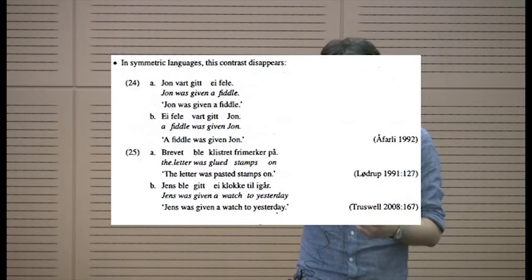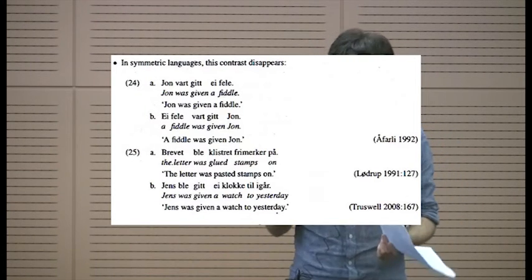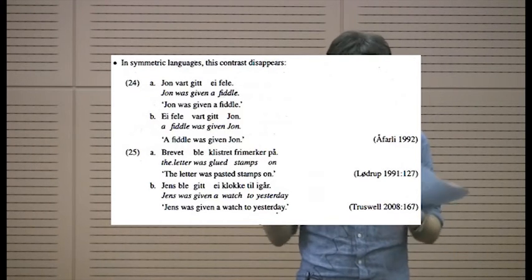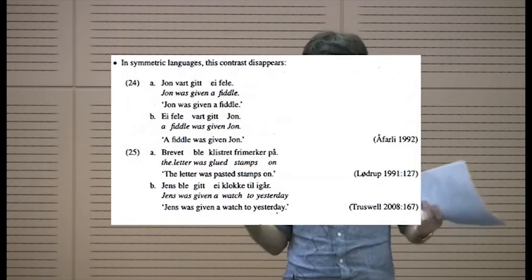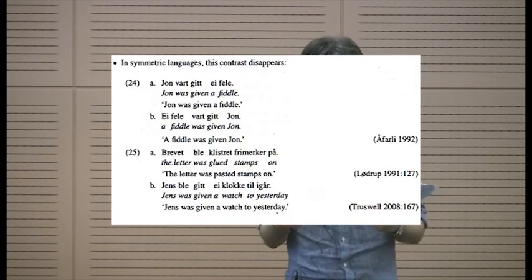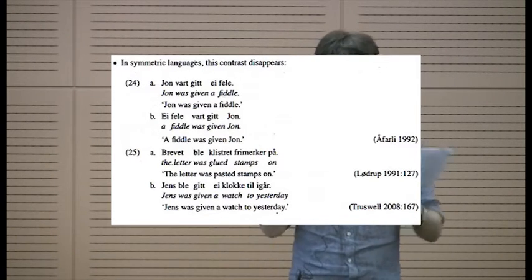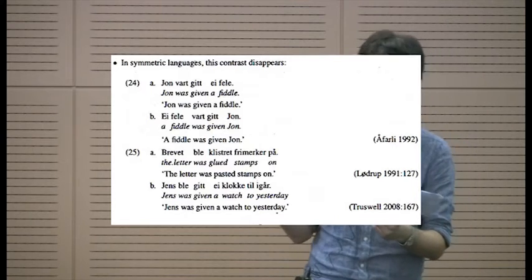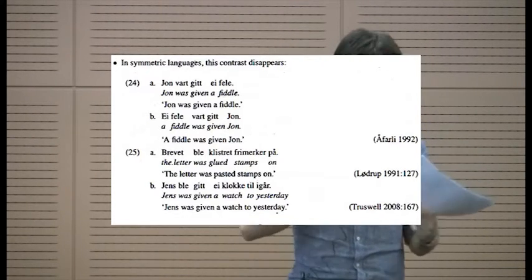But what's more interesting is that in symmetric languages, where this contrast doesn't exist in the regular double object passives, the contrast doesn't exist in the prepositional passive as well, and the things that are bad in English are perfectly fine. So there are languages like Norwegian where you can promote either object in a double object construction, right? So you can have John was given a fiddle or a fiddle was given John, both meaning that John's receiving the fiddle.